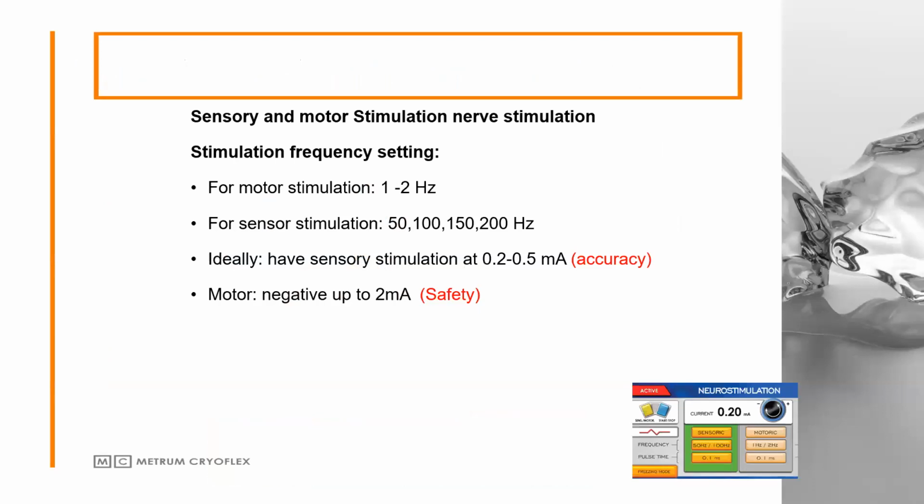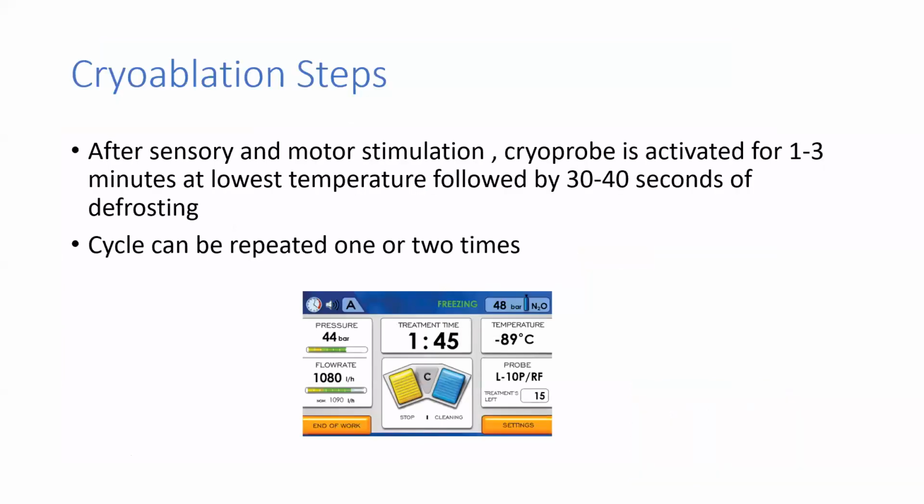And typically, like with radiofrequency ablation, you need to do both sensory and motor stimulation. For sensory stimulation, for accuracy, you get the stimulation along the distribution of the nerve, you interact with the patient, and you should get it below 0.5 milliamp to be accurate. Motor stimulation is for safety. You don't want to have any motor stimulation, and you adjust your probe accordingly if you get motor stimulation.